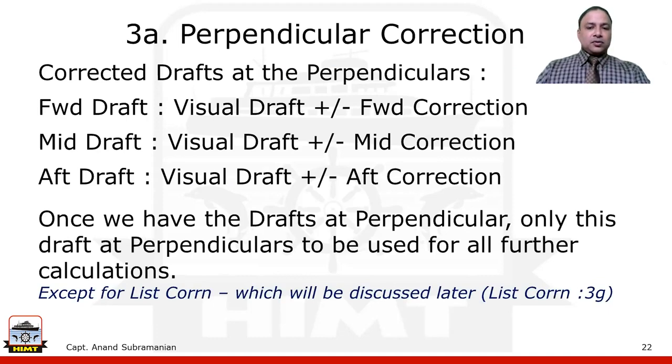Once we do that, we get the drafts at the perpendiculars. And please remember, once we have the drafts at the perpendiculars, we always stick to these drafts for all our further calculations and references. But there is always an exception, as always. When we come to the list correction towards the end, we will be using the visual draft marks again. That is the only time we use the visual draft marks again after finding the perpendicular drafts. Otherwise, for all our normal calculations, we use the drafts at the perpendiculars only.